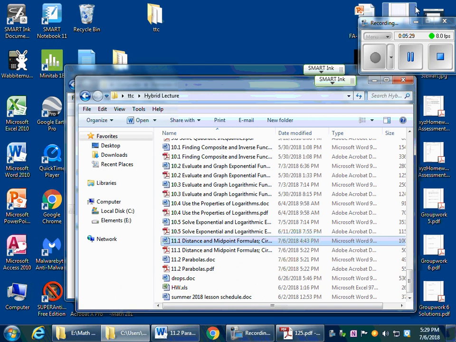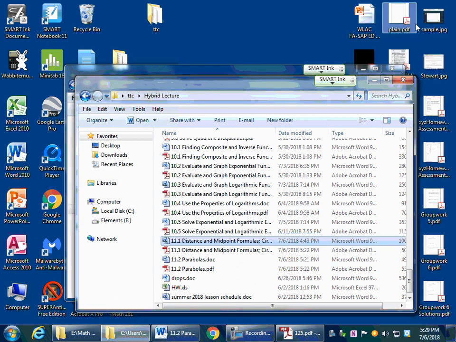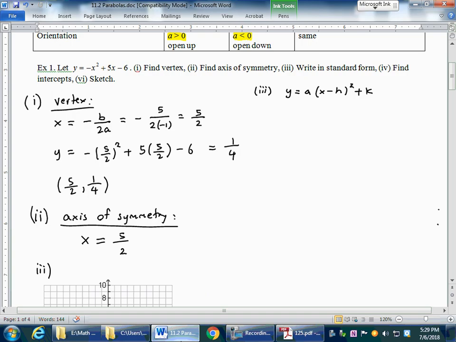So that is basically y equal to a, in this case a is -1, times x minus my x coordinate of the vertex, 5 over 2, squared, and my k is plus 1 over 4, and that is my standard form.